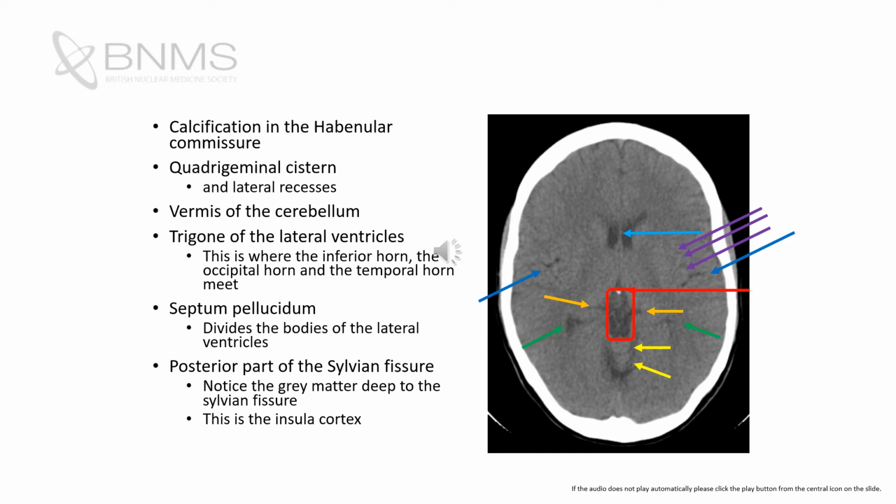If you click again, you'll see two green arrows. This indicates the position of the trigone of the lateral ventricles. This is where the inferior horn, the occipital horn, and the temporal horn meet. The light blue arrow with the next click shows the septum pellucidum. You might remember this from one of the first slides in Brain 1 lecture. The septum pellucidum divides the anterior aspect of the bodies of the lateral ventricles.